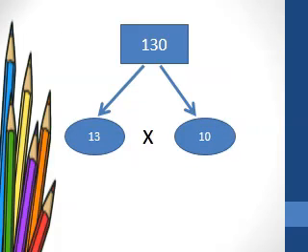Another example, 130. So this is a multiple of 10. How did we know? Because we have 0 to the right of the number. So we decompose the number alone and the zeros alone. So here we have 13 times 10.